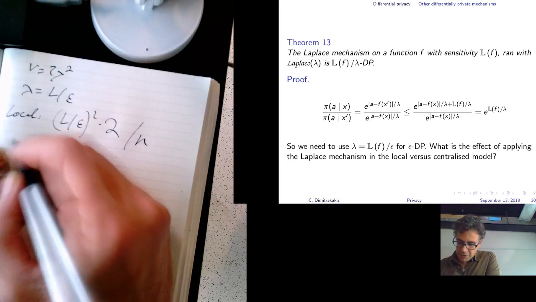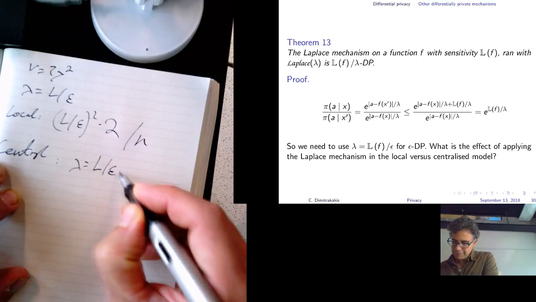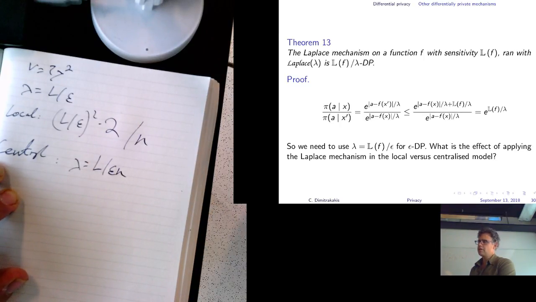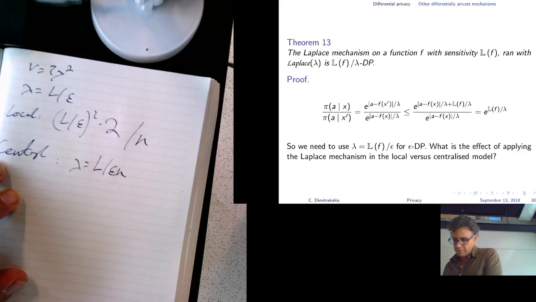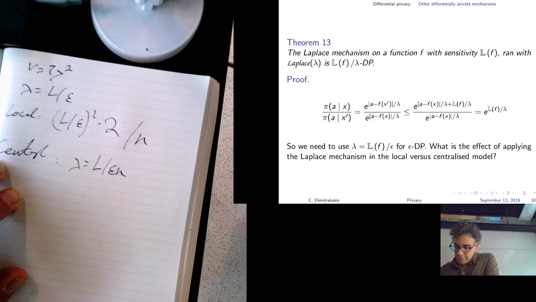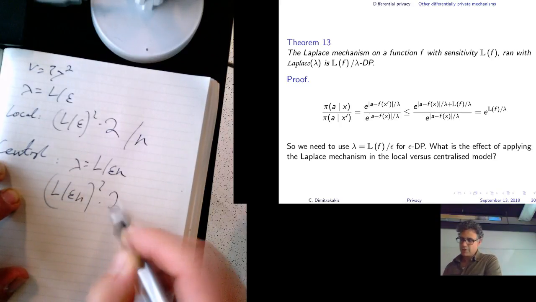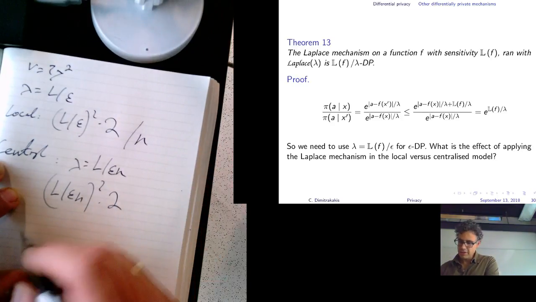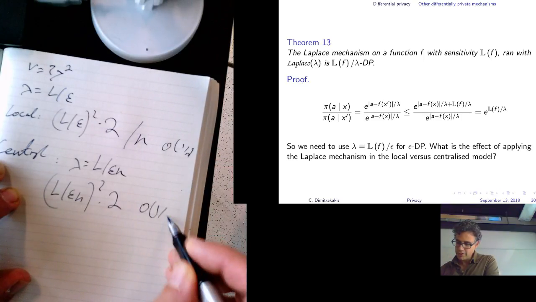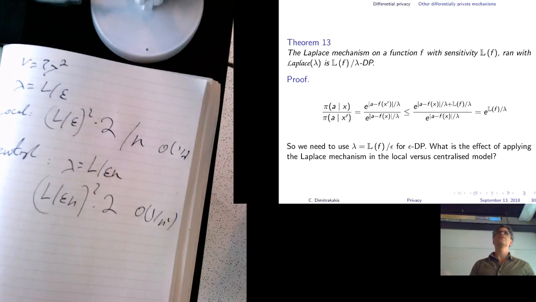While for the central model, lambda is L divided by epsilon n. We don't average anything, we just take the average of everybody, and then we add the noise. So our noise variance will just be 2 times L divided by epsilon n, squared. It's the same thing, but one is basically O(1/n) and the other is O(1/n²). So we need to square the amount of data to have the same error in the local model as we need for the central model.